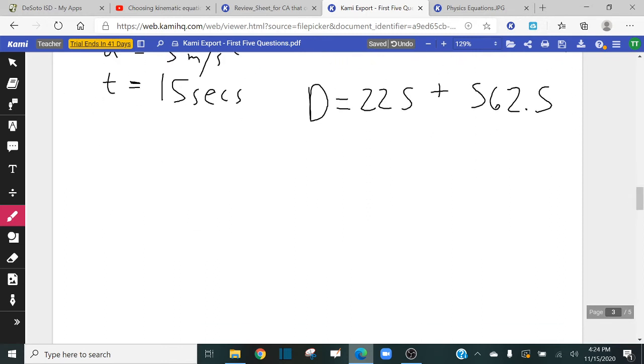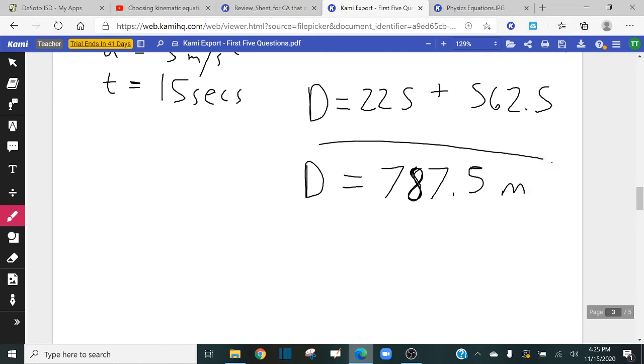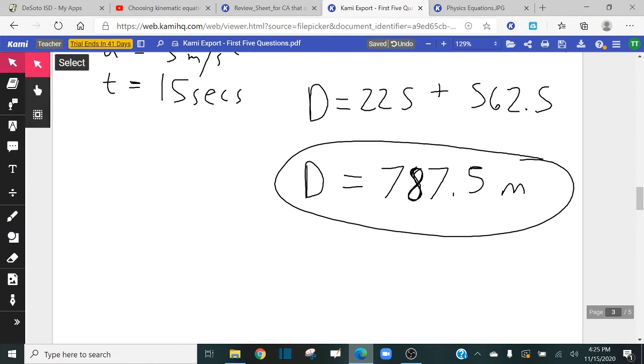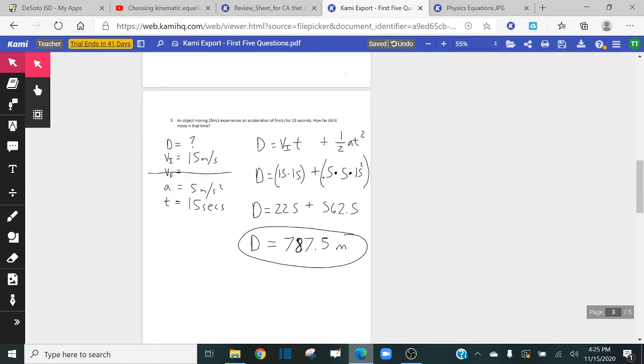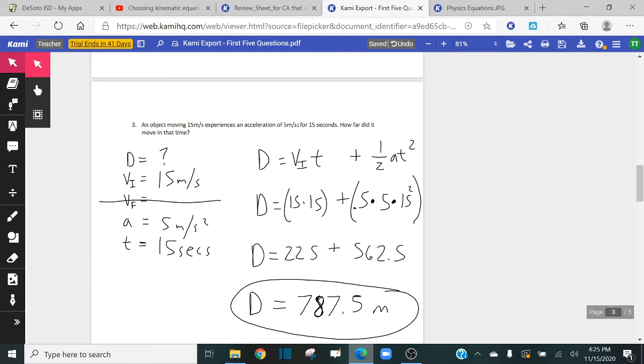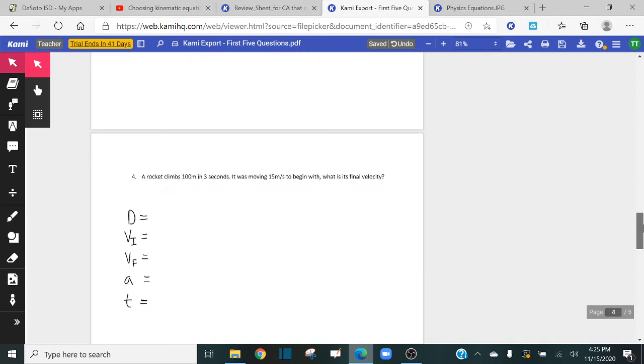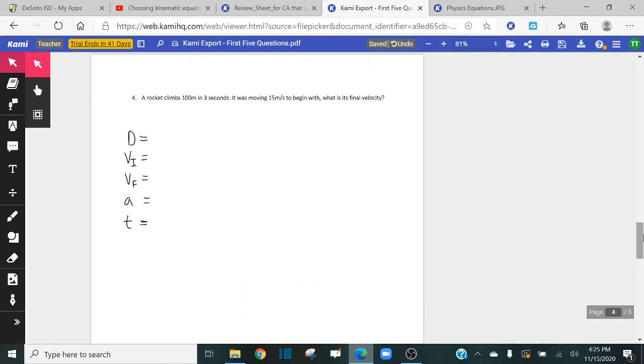Now, when I add those together, I get 787.5 meters. Okay, guys, so that is my displacement for number 3. In other words, that's how far the object moved in that time. So 2 more. We're going to finish this up with number 4 and number 5.